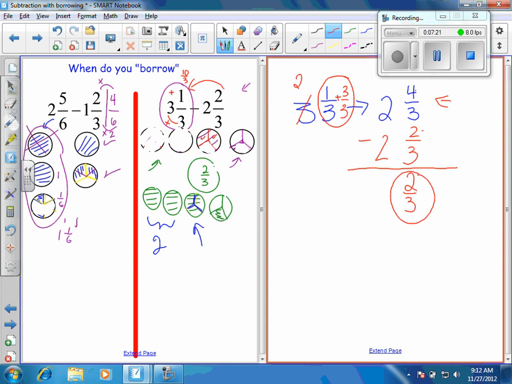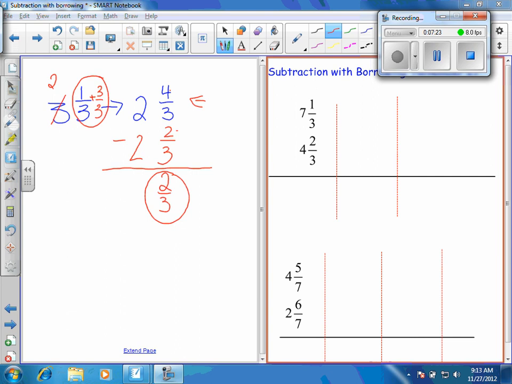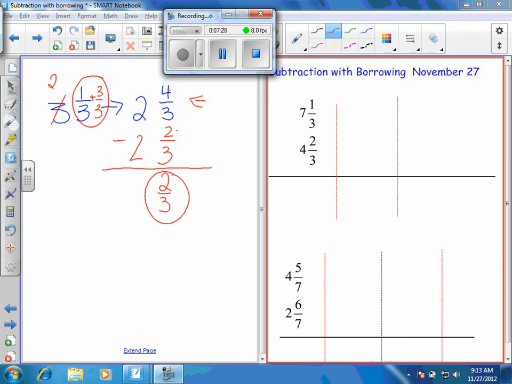Okay, so we're going to practice that today. Okay, let's set up to do a couple of notes. We're going to practice subtraction with borrowing. And what's your question, Kanan?